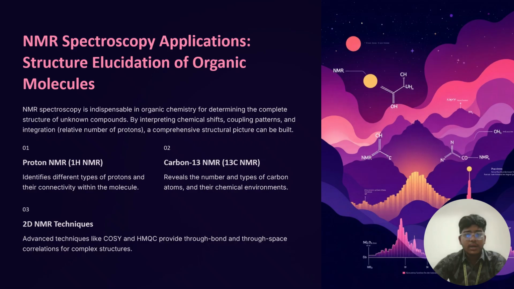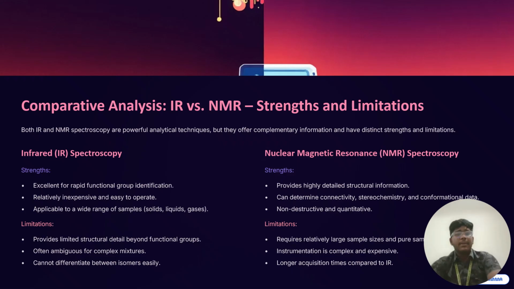Carbon-13 NMR reveals the number and types of carbon atoms and their chemical environments. 2D NMR techniques are advanced techniques like COSY and HMQC that provide through-bond and through-space correlations for complex structures. Comparison between IR and NMR, and the strengths and limitations of NMR and IR.